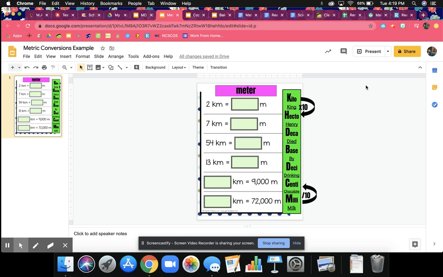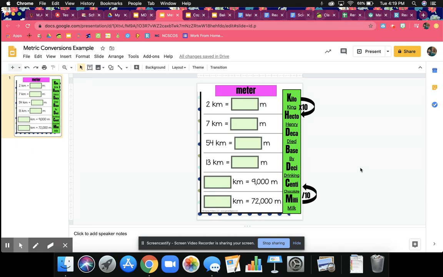All right, guys, so I'm going to show you some metric conversion examples, and after you watch this video, you're going to do the exact same thing. It looks exactly like this, it's just different numbers. So I need you to pay close attention to this video so that you know how to do it. Now, I know this is a harder standard to not have me right in front of you, but we're going to do our best and we're going to get through it together.